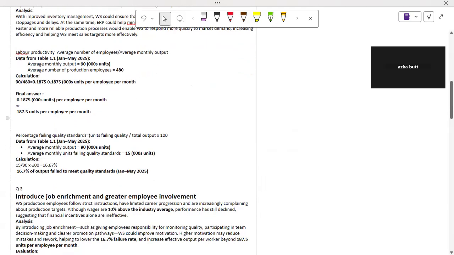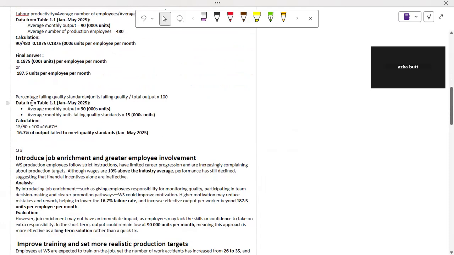Okay. Then next we need to find out the percentage of failing quality. Like there are some units whose quality is failing. So we need to find out the percentage failing quality standards. So what we need to do is look at the total output they are producing and how many units fail quality, and it is available in the answer, that is 15,000 units.